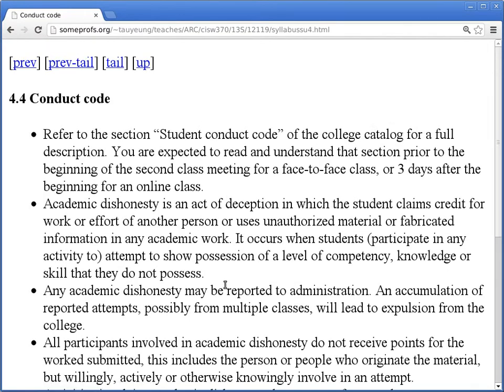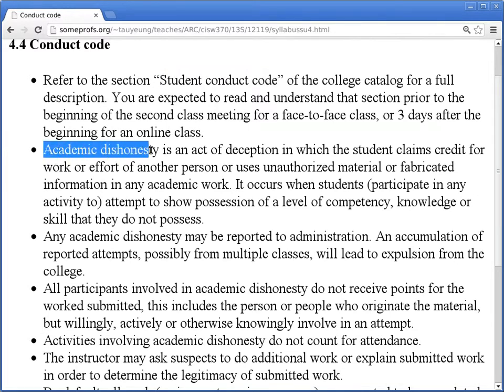All right. Conduct code. There is a student conduct code section in the college catalog, so there is a full description of what the college expects as far as conduct is concerned. In my book, academic dishonesty is an act of deception in which a student claims credit for work or effort of another person, or uses unauthorized material or fabricated information in any academic work. It occurs when students participate in any activity to attempt to show possession of a level of competency, knowledge, or skill that they do not possess.